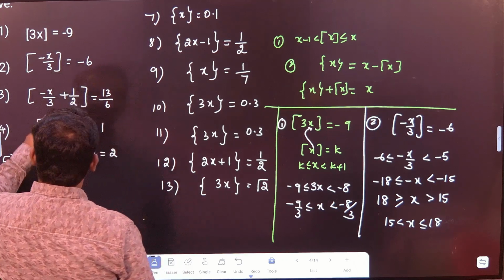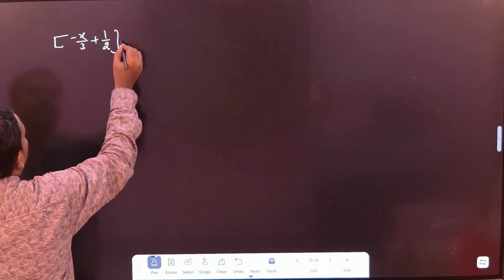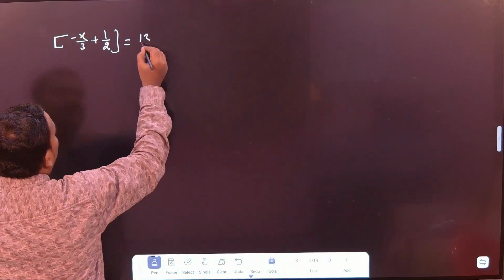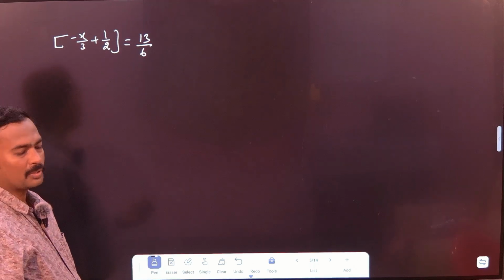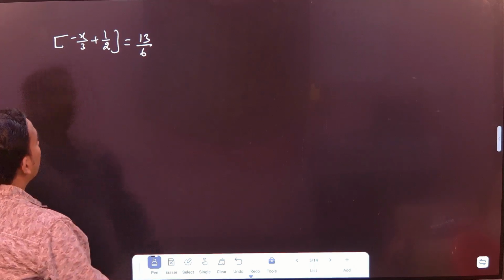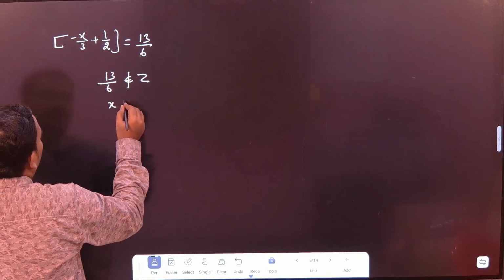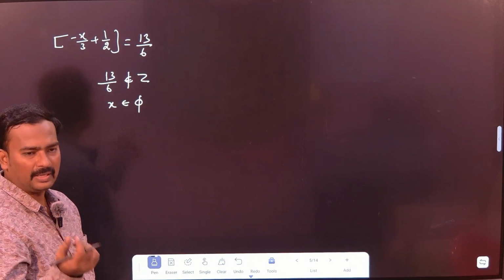So the next question, the third one, is the greatest integer function of minus x by 3 plus 1 by 2. Take minus x by 3 plus 1 by 2, and this is equal to 13 by 6. 6 is not a factor of 13, so it will come as a decimal. So it is not going to be an integer. Therefore, 13 by 6 does not belong to integers. Therefore, x belongs to the empty set. There is no x value possible, because you know that the greatest integer function is always an integer, right?